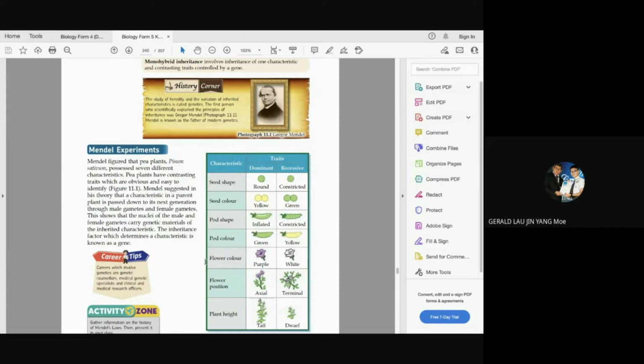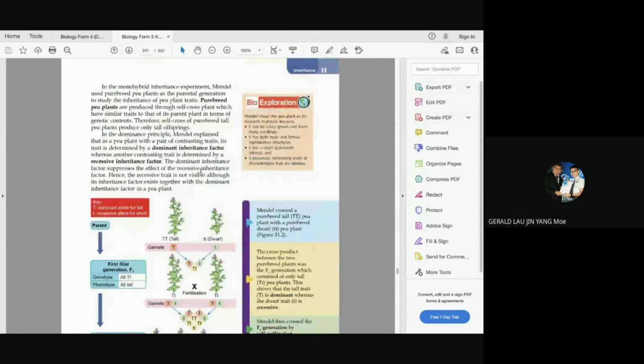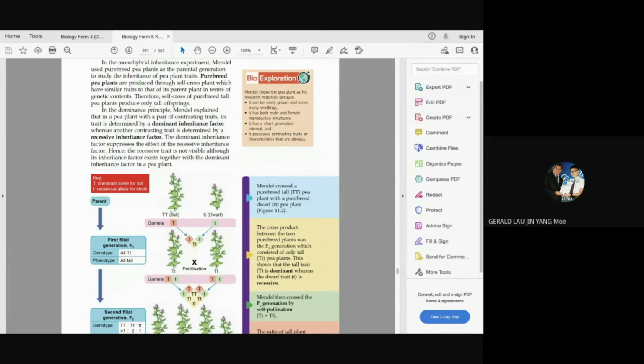After he carried out the experiment, he would draw a schematic diagram to determine the offspring characteristics. In the experiment, Mendel used pure breed pea plants as the parental generation. Pure breed means the alleles will be the same, capital T, capital T or small t, small t. Later I'll explain the meaning of pure breed and alleles. Self-crossed pure breed tall plants produce only tall offspring. Dominance principle, all this. Maybe later we'll come back to this again.